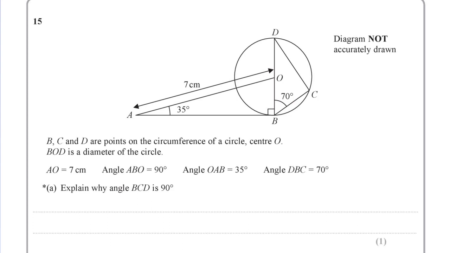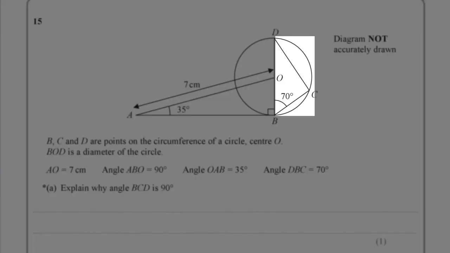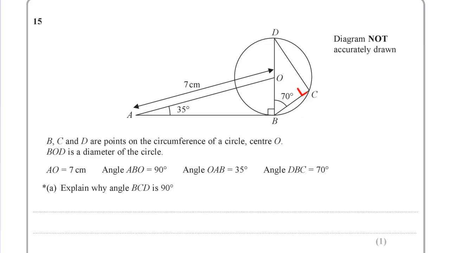Part A. Explain why angle BCD is 90 degrees. So we have to write a sentence. Looking at the circle, we see that angle BCD is in this semicircle here. And the rule is an angle in a semicircle is always 90 degrees. Or another way of looking at it is an angle at the circumference is always half that at the centre. And the centre is a straight line. So it is 180 degrees. A sentence like this will be fine.